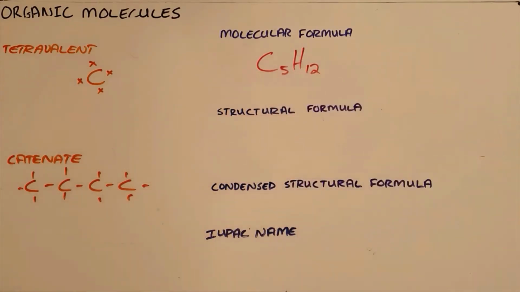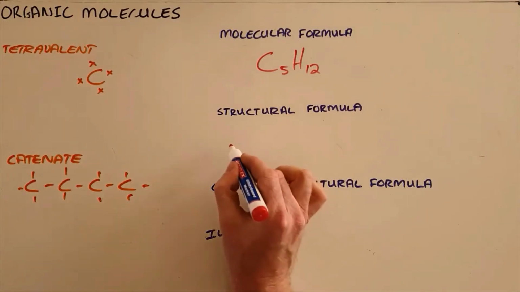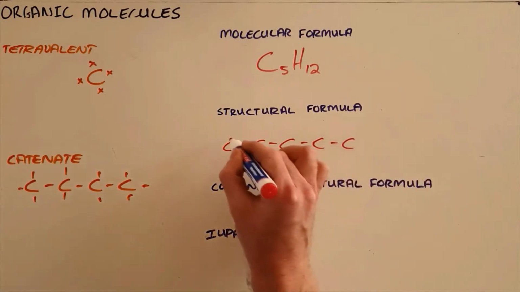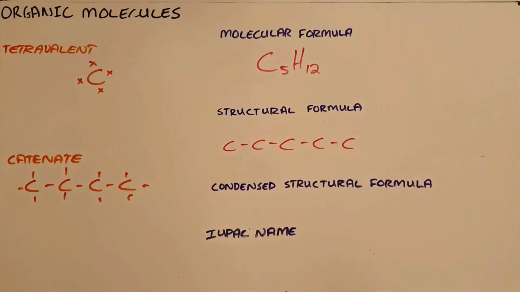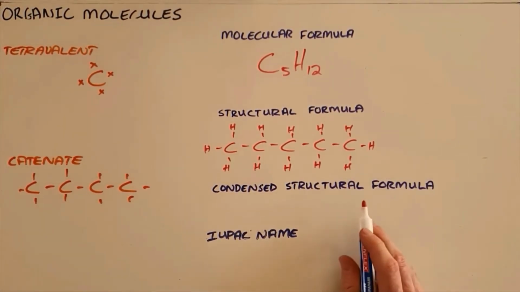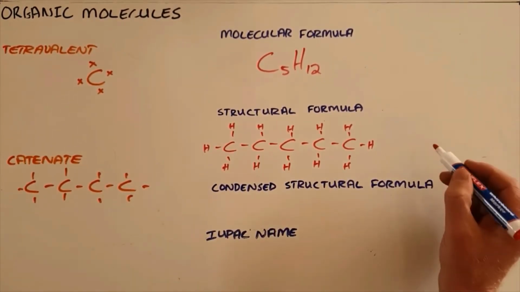C5H12, a molecule that contains 5 carbons and 12 hydrogens, we do not know from looking at that molecular formula what the structural arrangement is, which is why it now becomes necessary for us to have a structural formula. The structural formula can show the way in which those carbon atoms are arranged with each other. The first possible arrangement here being 5 carbons arranged in a straight chain.